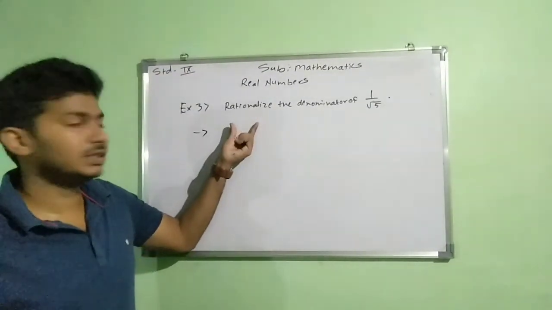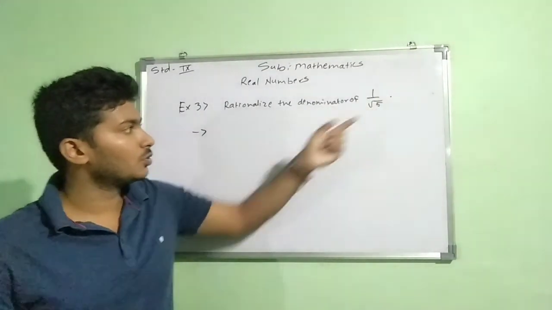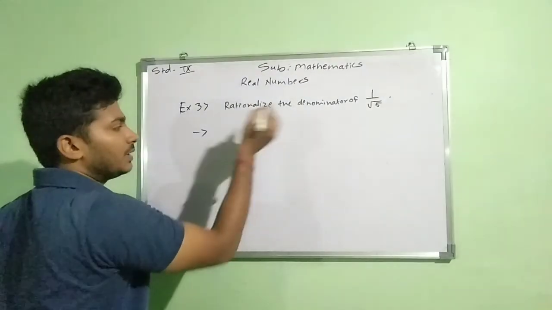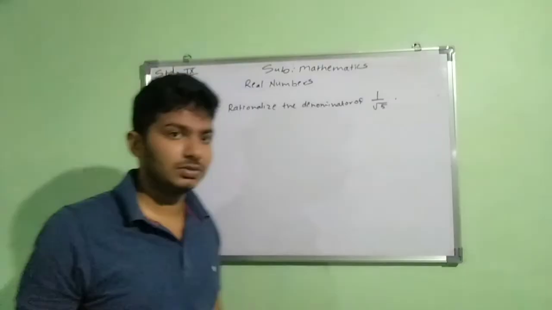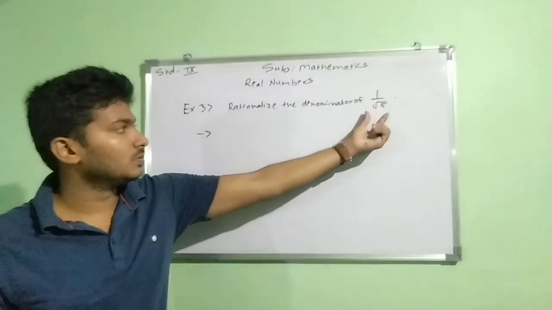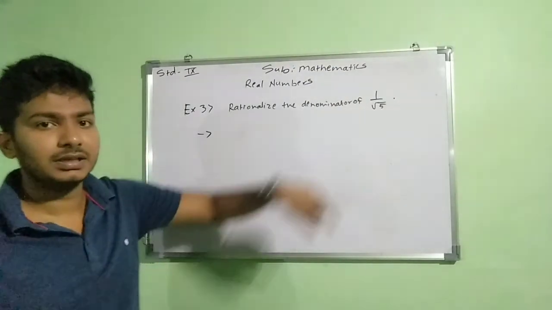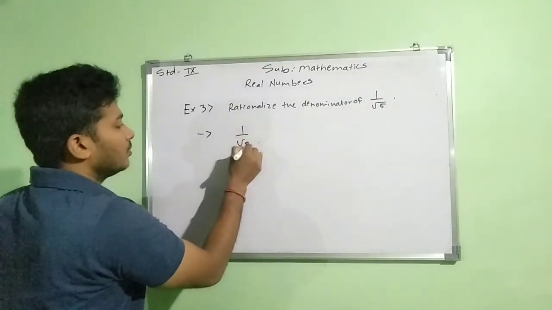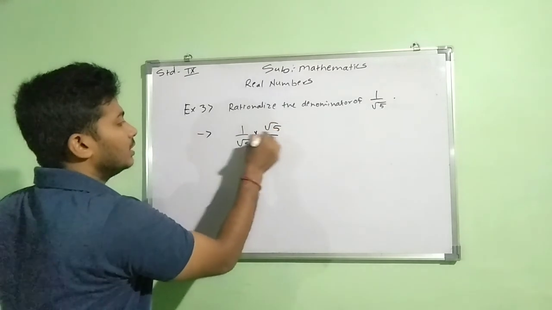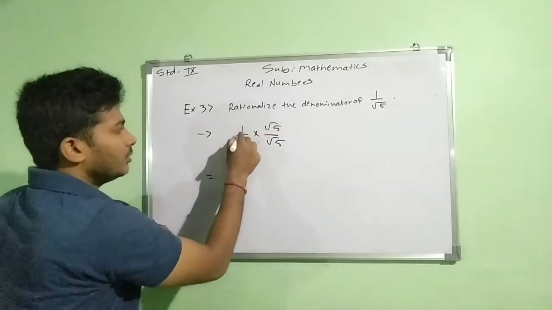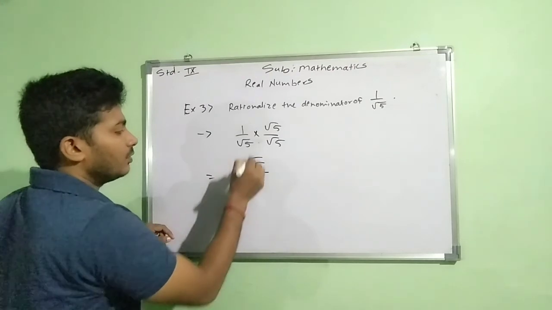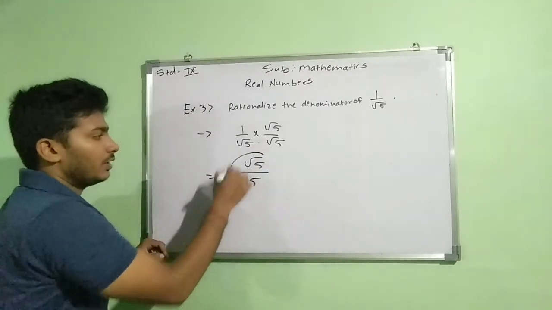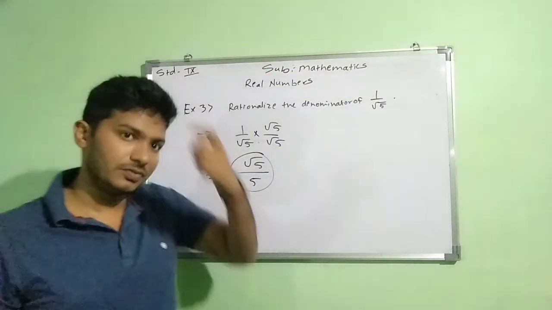So suppose our question is rationalize the denominator of 1 upon root 5. If you look at the denominator, we have root 5. So we have to multiply the numerator and denominator both. At that time we have to multiply by the radicand only. So it will be 1 upon root 5 multiplied by root 5 upon root 5. If you multiply the numerator it will be root 5, and if you multiply the denominator, root 5 into root 5 will be 5 only. So the final answer will be root 5 upon 5.